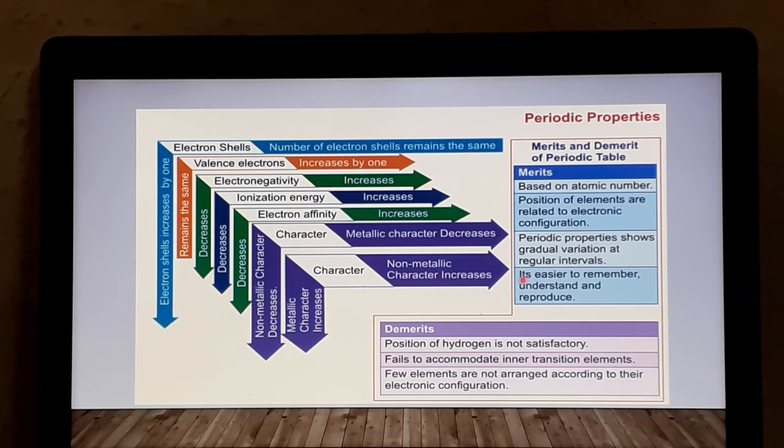But it also has its own drawbacks, and the three main drawbacks are: first, hydrogen position is still not justified clearly. Then it cannot accommodate the inner transition elements, that is lanthanides and actinides. That's why they are placed at the bottom. Then they are not according to the electronic configuration. If you remember the D block elements, chromium and copper, their electronic configurations have been disturbed, isn't it? So these are the major drawbacks.